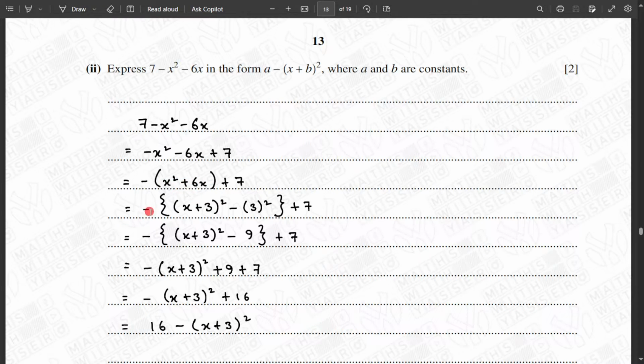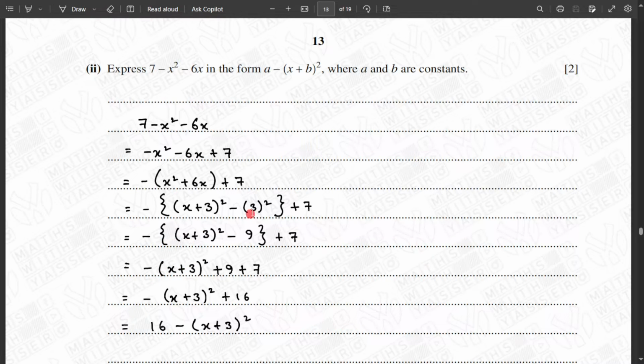So we still have minus on the outside, and this will be (x plus 3) whole square. 6 divided by 2 is 3. So (x plus 3) whole square minus 3 whole square, and second bracket close, plus 7. So then we will be having minus (x plus 3) whole square minus 9, since 3 squared is 9. Make sure that you are using appropriate brackets, because if you don't use brackets appropriately, then the values will get affected.